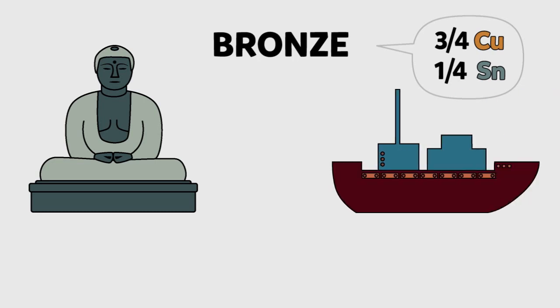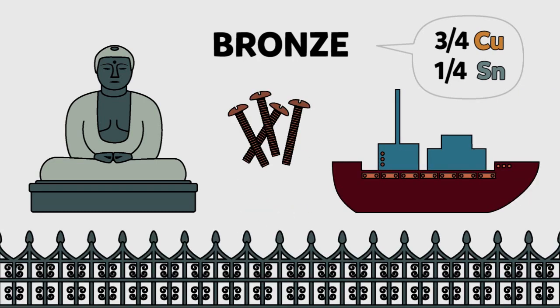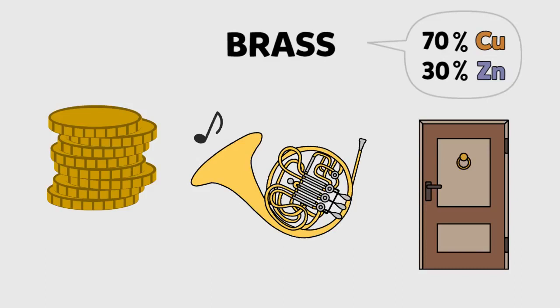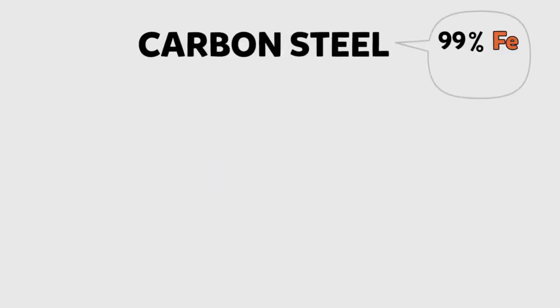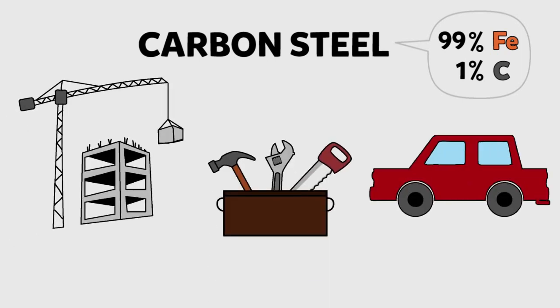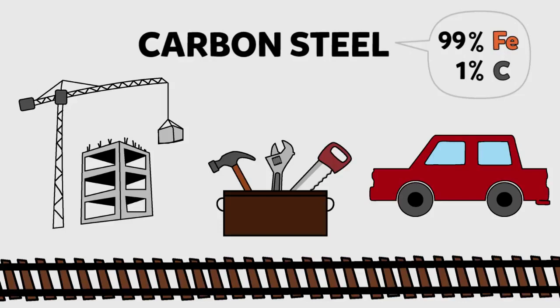To finish, let's look at some well-known alloys. Bronze, 3/4 copper, 1/4 tin, for sculptures, boat hardware, screws and grill work. Brass, 70% copper, 30% zinc, musical instruments, coins, door knockers. Carbon steel, 99% iron and up to 1% carbon for building construction, tools, car bodies, machinery, rails, etc.